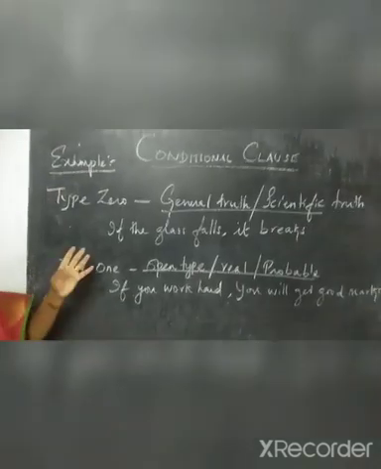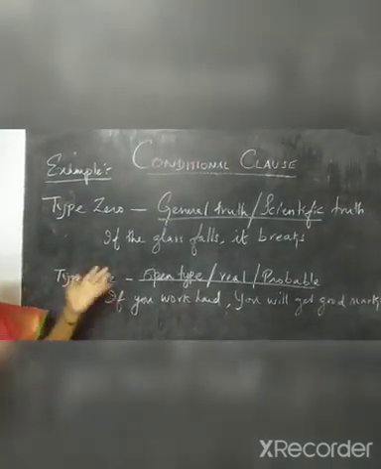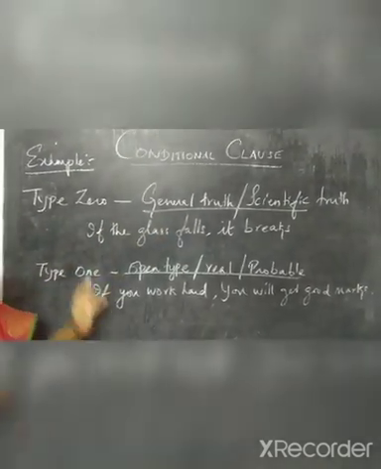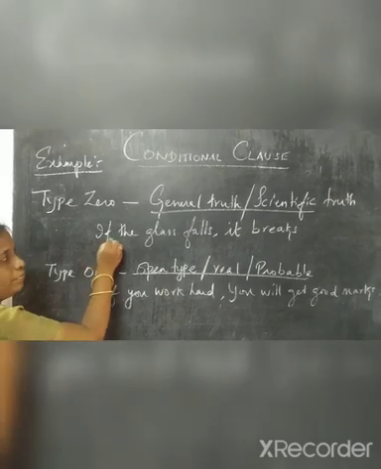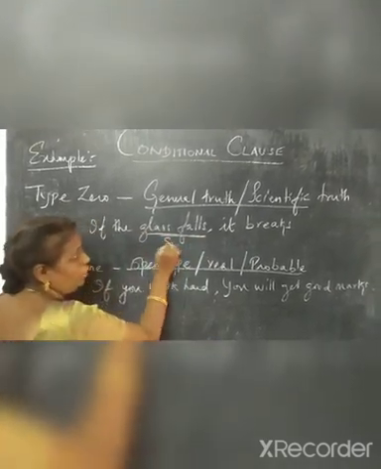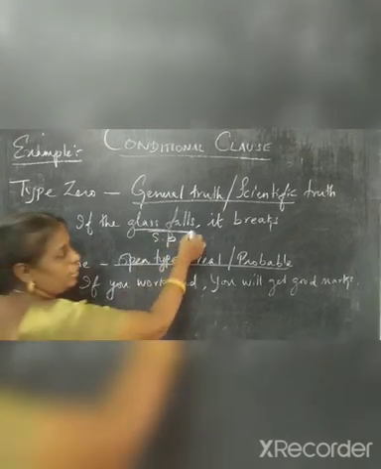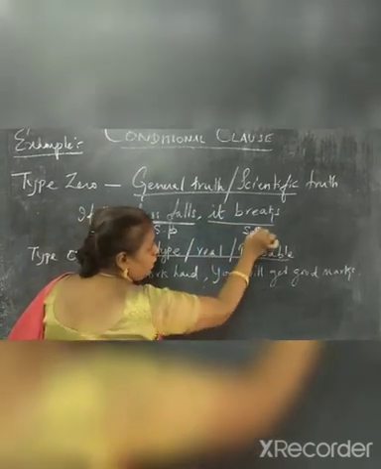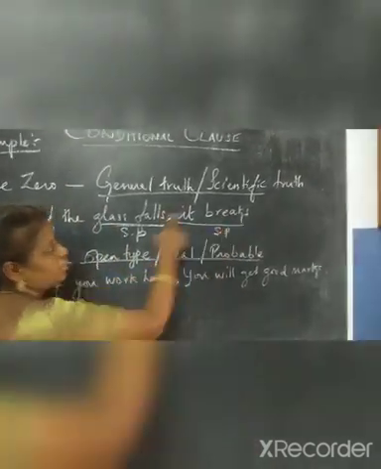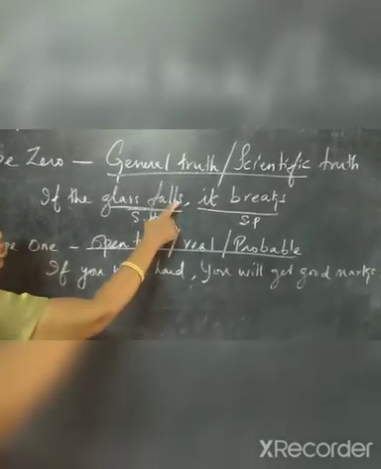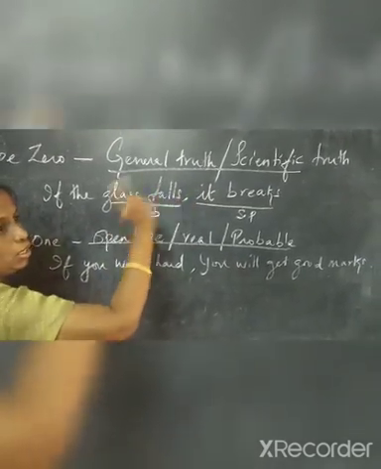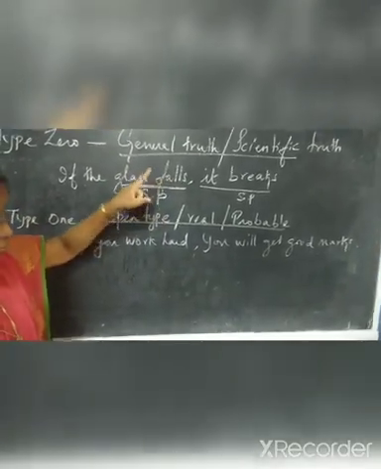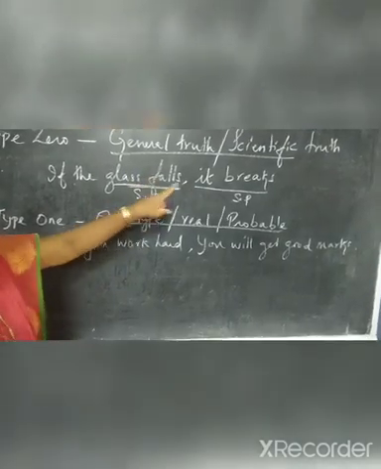Okay students, now we are going to learn the examples. With the example, type 0 I already told you: general truth and scientific truth. For example, see the if clause. If the glass falls, simple present. Then the next condition, what is that? The main clause is simple present only. Breaks, verb plus S. So it is a zero conditional. Both the clauses are simple present, verb plus S, verb plus S.